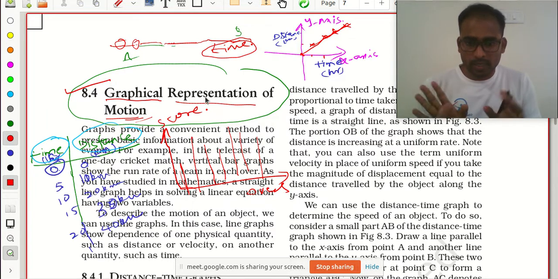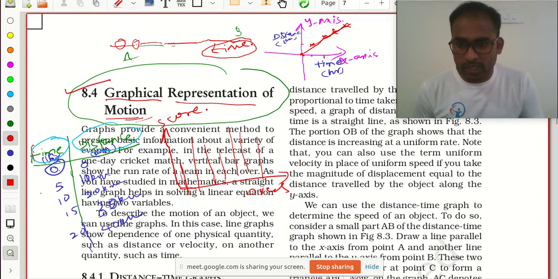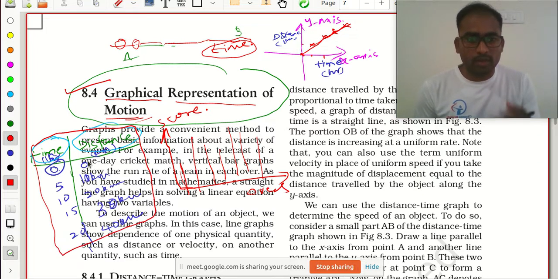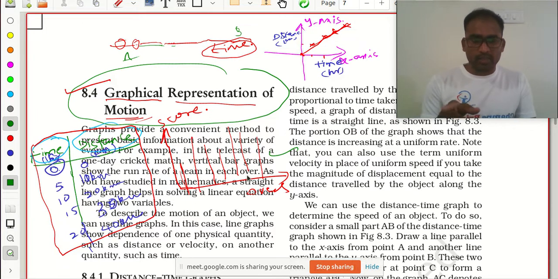Are you understanding now? So what is the importance of a graph? If you have a table like this, you cannot judge anything from the table as soon as possible. In very less time we cannot judge anything. But from this graph, I can judge. I can tell by seeing this graph in which over the maximum score has happened.